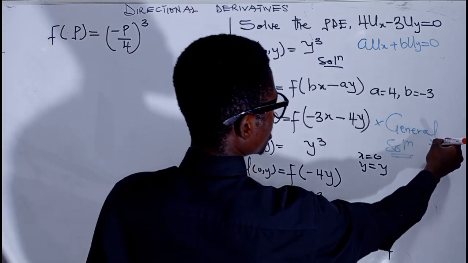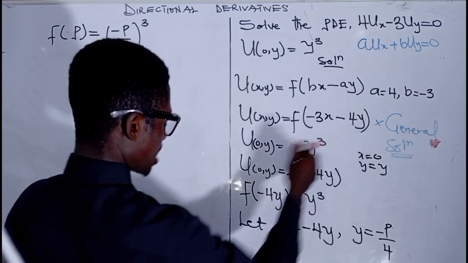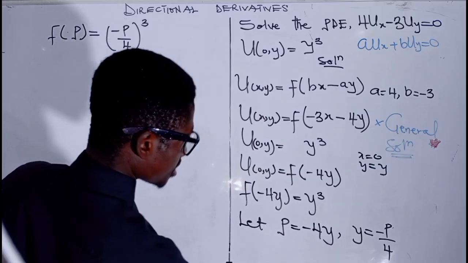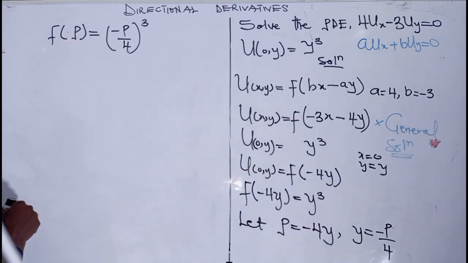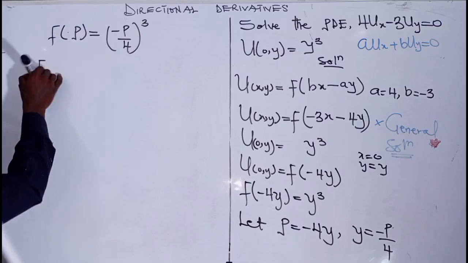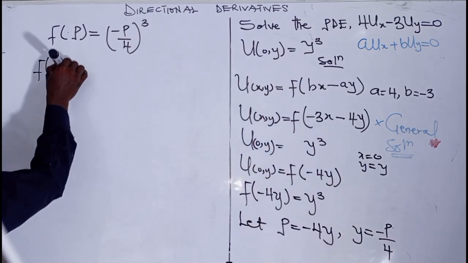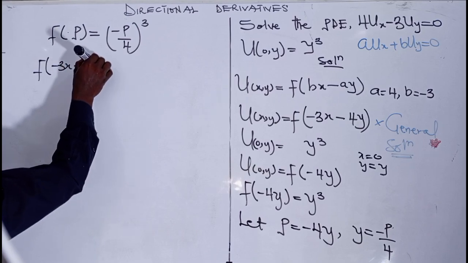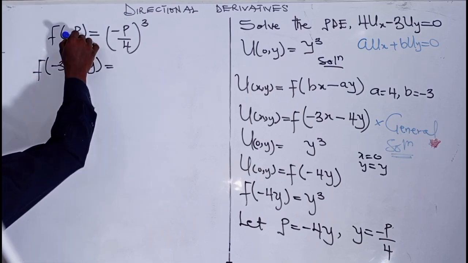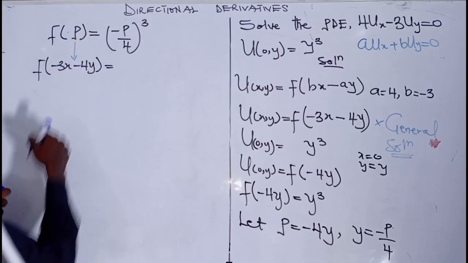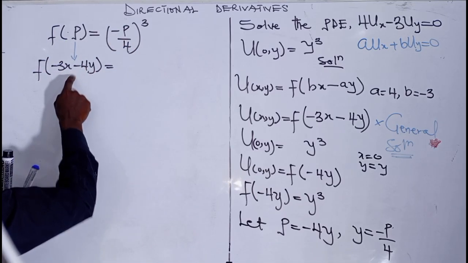So we come to the general solution here. We are going to pick what is in the bracket here, that is the function of minus 3x minus 4y. We come and put it in place of p. So we have our f of minus 3x minus 4y. So we are saying that this p is minus 3x minus 4y. Wherever you see p, we are going to replace it with this.